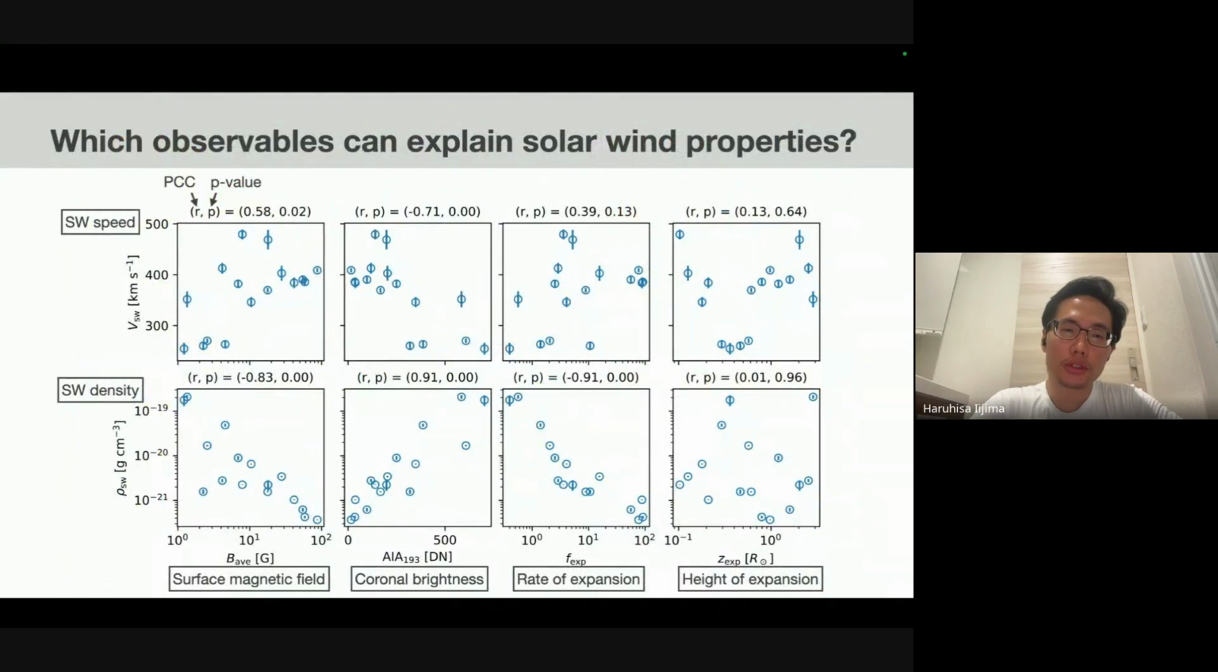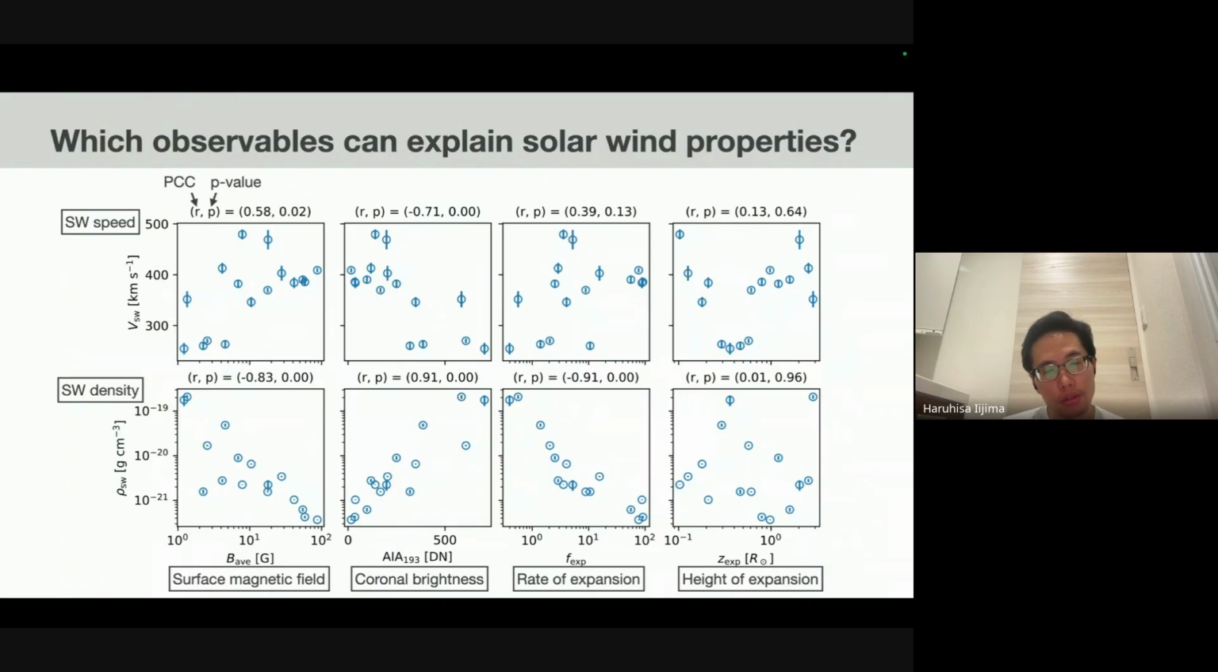So in order to check the parameter dependence of the solar wind properties on, for example, the observable predictors, this is a summary of the correlation between the solar wind predictors and the solar wind characteristics. The top panels show the solar wind speed, and the bottom panels show the solar wind density.